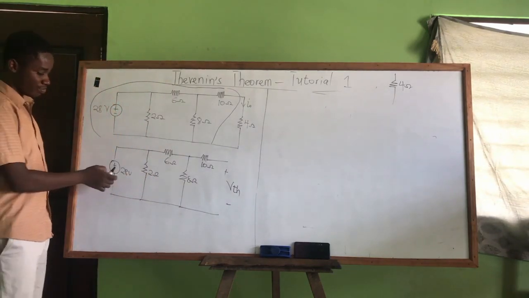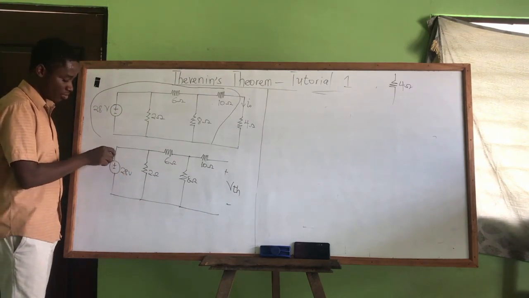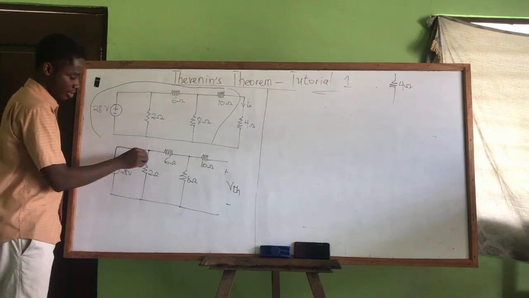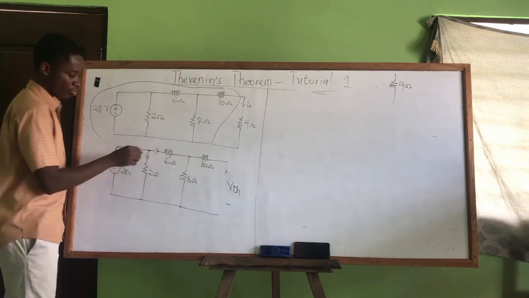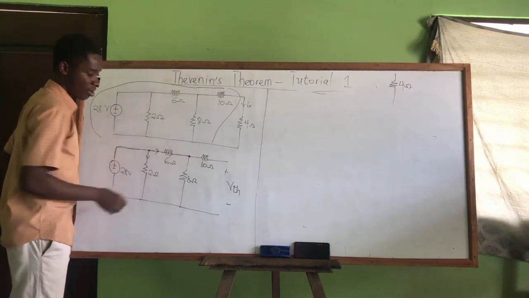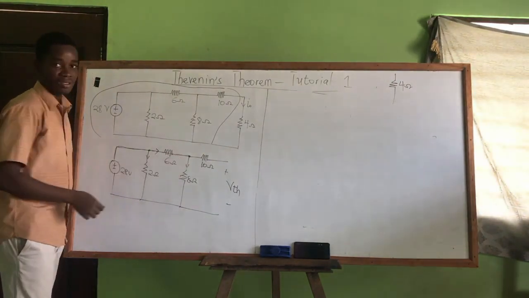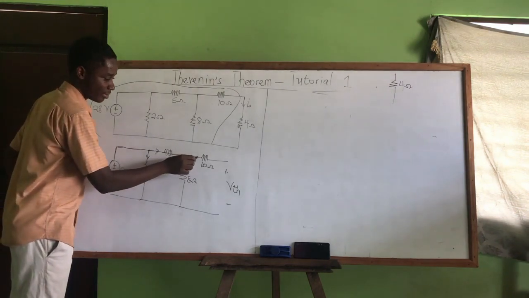If I have a current being produced by this source, the current will move from here. When it gets here, it will split here and here. When this one also gets here, the current won't split. It will pass through this 8. Why? Because we have this branch.